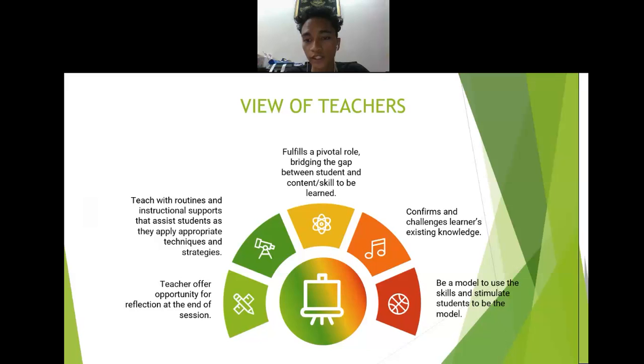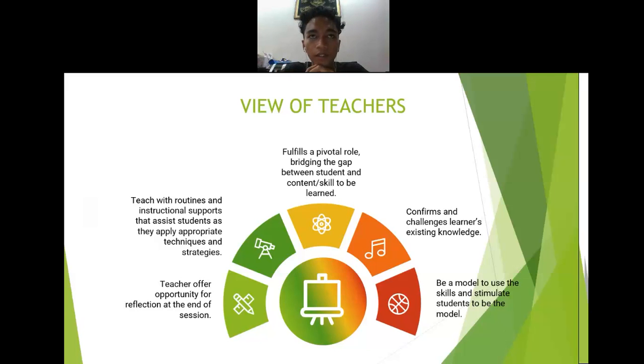And the fourth one is confirms and challenges learners' existing knowledge. For example, teachers can do a quiz or teachers can make an examination to challenge their existing knowledge. And the last one is be a model to use the skills and stimulate students to be the model.